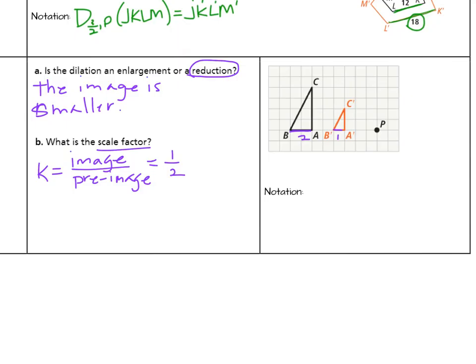All right, I'll pause the video and see if you can write out the notation. And then when you think you have it, press play and we'll see how you did. All right, how did you do? Capital D for dilation, scale factor is 1/2, and our center of dilation is point P. Then the pre-image in parentheses, ABC, equals the image ABC prime. On the next page, we have one final example where we're actually going to make the dilation happen.